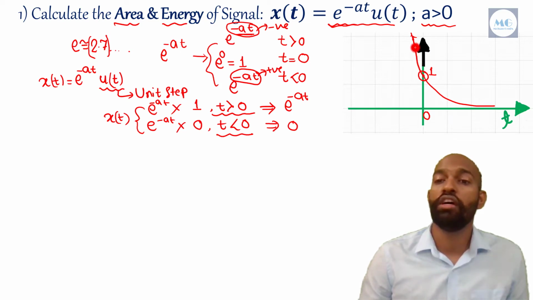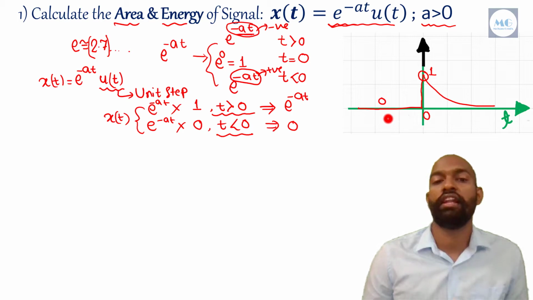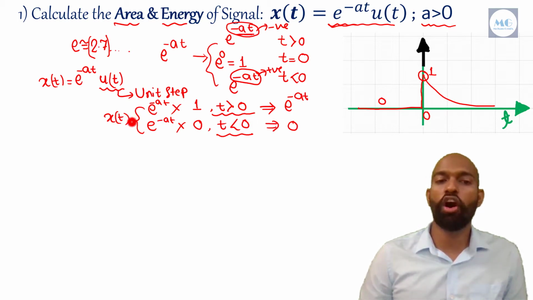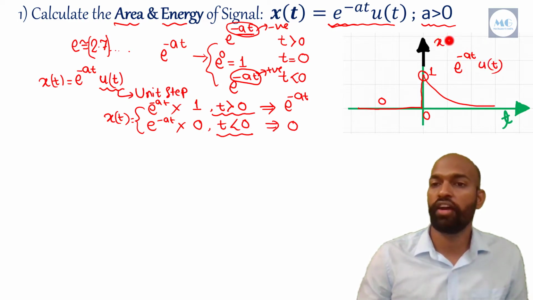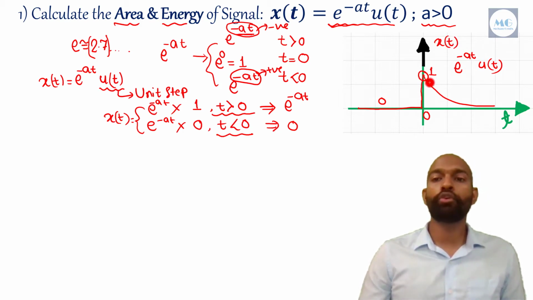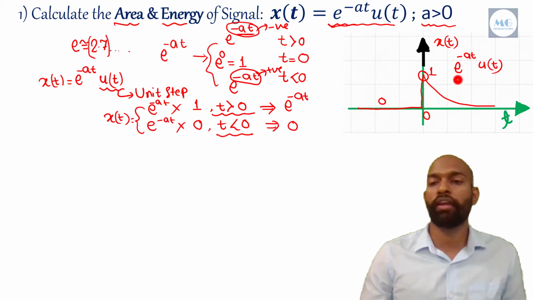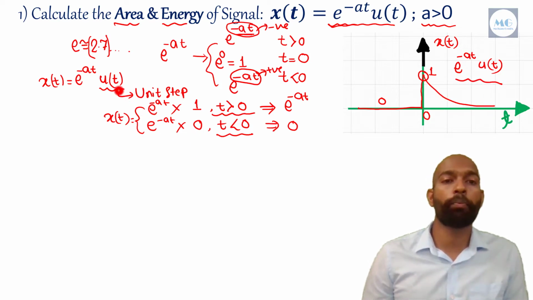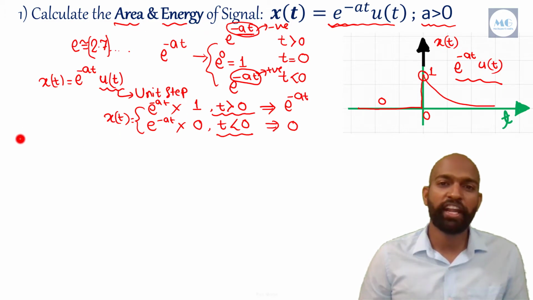So we have to erase this part of the graph and draw it like this so that its value will be 0 for t less than 0. Finally, we got the graph of e to the power minus at u(t). This will be our x(t). So up to this point, we have drawn the graph of e to the power minus at u(t). Now we have to find the area and energy of this signal. So let's find it out.